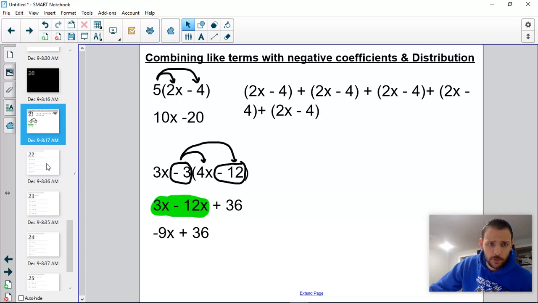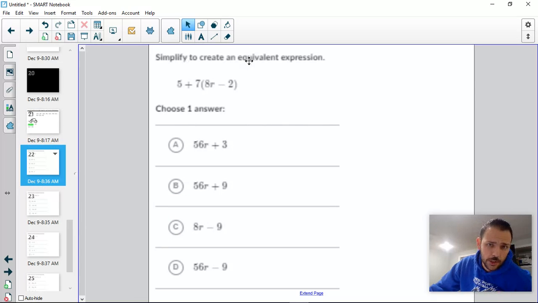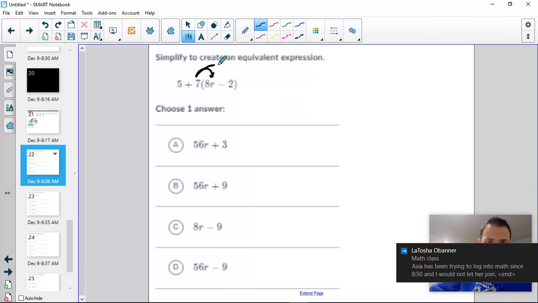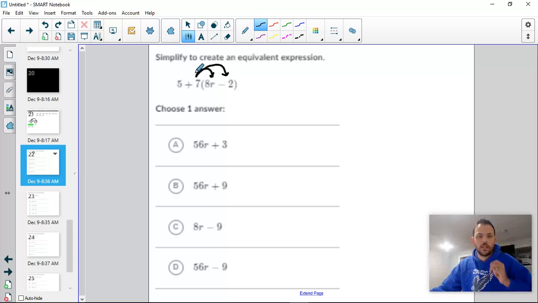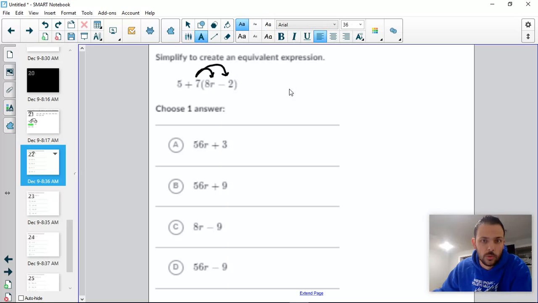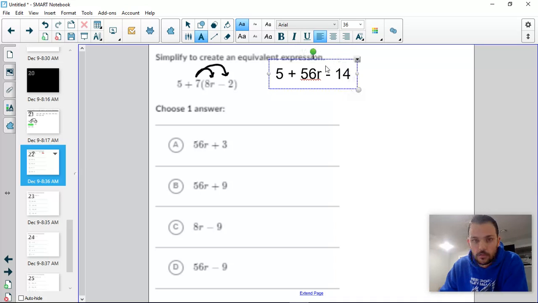All right, so these are going to be multiple choice as you're doing them on Khan Academy. It's going to say simplify to create an equivalent expression. All right, so again, we're going to do 7. Whoops, that's not the drawing tool I wanted. 7 times the 8r and 7 times the minus 2. Right, this time it's a positive 7 here, right? So we're doing positive 7 times 8r and positive 7 times the minus 2. Right, so first I'm just going to copy down the 5 I still have, plus 7 times the 8r is 56r, and 7 times the minus 2 is minus 14.